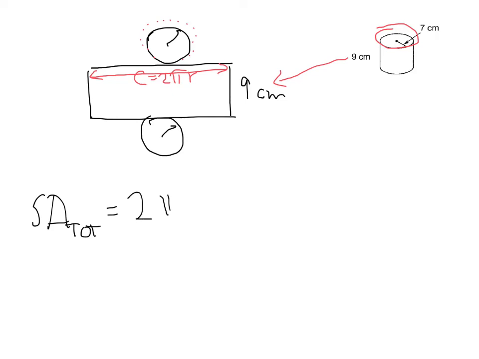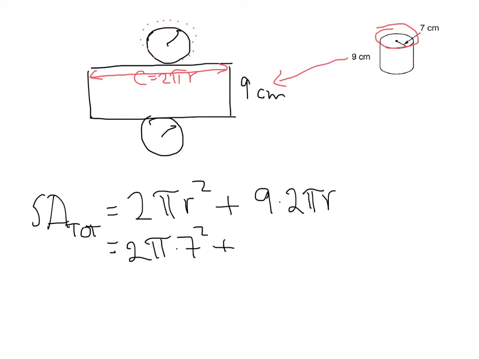is 2 times pi r squared. That gets us the areas of the two circles, plus the area of a rectangle, which is length times width. So it's 9 times 2 pi r. We simply need to use our radius to find what those numbers are. That's 2 times pi times 7 squared plus 9 times 2 times pi times 7. And of course, this gives us 49 times 2, which is 98 pi. And 9 times 2 times 7 is 126 pi.